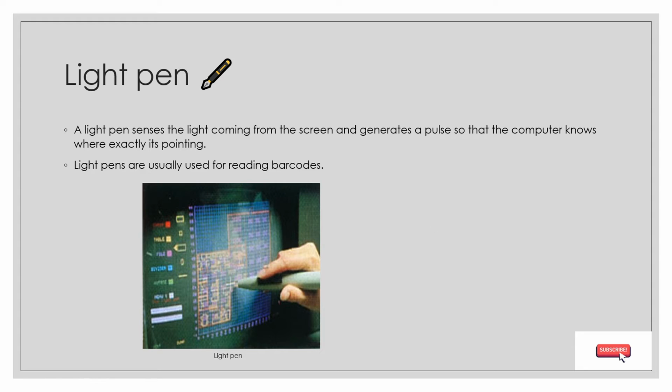Light pen. A light pen senses the light coming from the screen and generates a pulse so that the computer knows where exactly it's pointing. Light pens are usually used for reading barcodes.